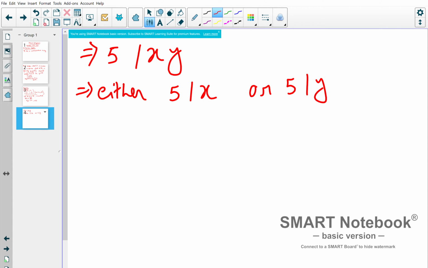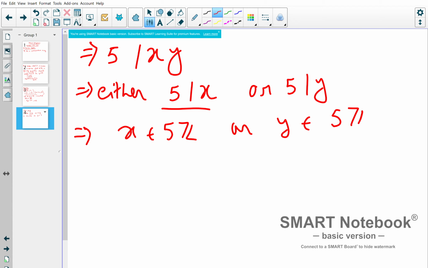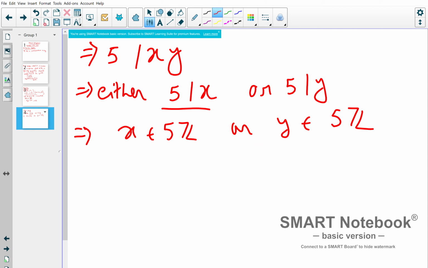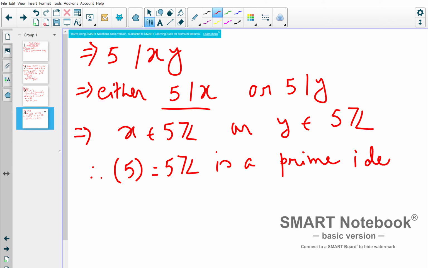So what does that mean? If 5 divides x, that means x belongs to 5Z, a multiple of 5. Or y belongs to 5Z. That means if the product belongs to the ideal, then at least one of them belongs to it. So the ideal generated by 5 is a prime ideal in Z.